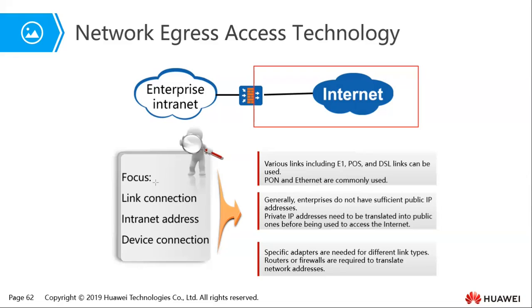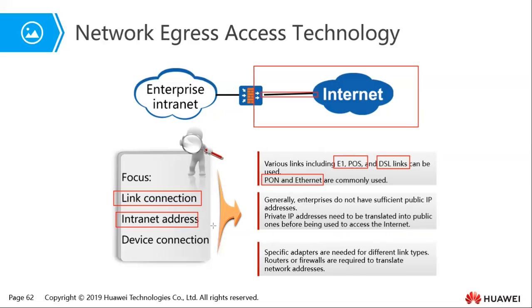Now, several factors that you need to consider are, for example, the type of link that you need to use in order to connect to the internet. So are you going to use an E1, POS, or DSL link? It depends on availability and cost. Now, one of the most common ways in which we connect to the internet is using either Ethernet or passive optical network links. The other thing you need to consider is the intranet address.